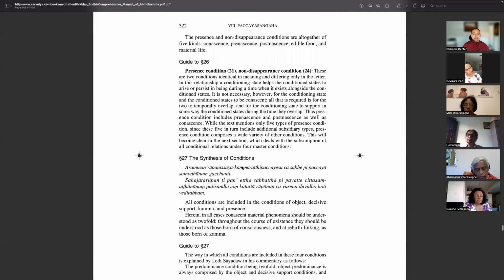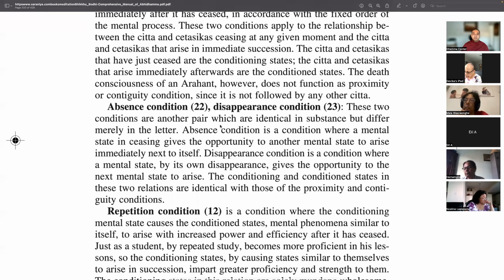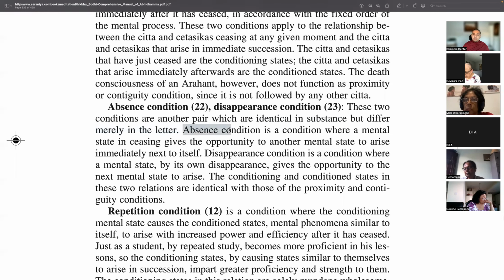Absence and disappearance. These two conditions are another pair which are identical in substance but differ merely in letter. Absence condition is a condition where a mental state ceasing gives the opportunity to another mental state to arise immediately next to itself. Disappearance condition is a condition where a mental state by its own disappearance gives the opportunity to the next mental state to arise. The conditioning and conditioned state in these two relations are identical with those of proximity and continuity condition.